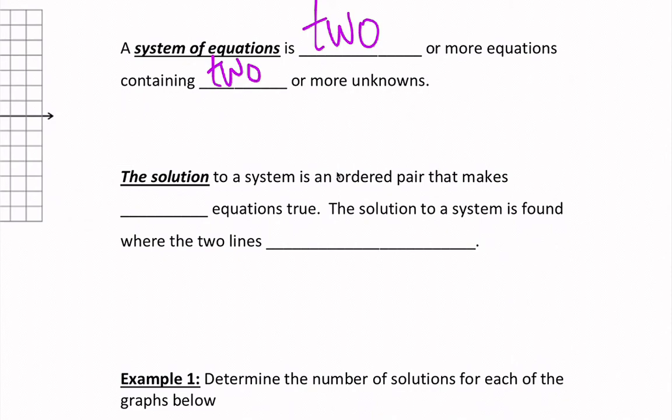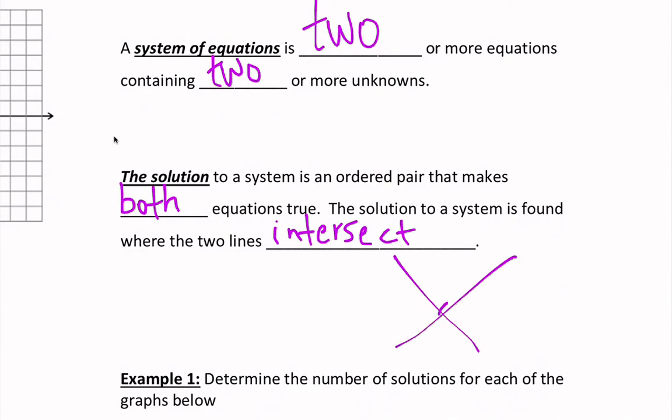The solution to a system is an ordered pair that makes both equations true. And the solution is found where the two lines intersect. So for example, that is where my solution would be located, the point at which the two lines cross.